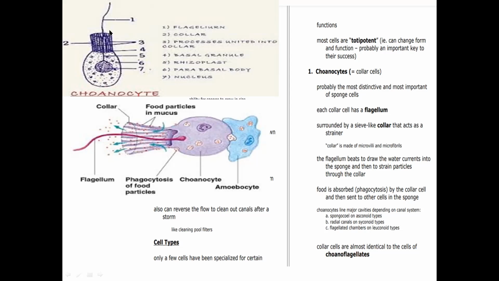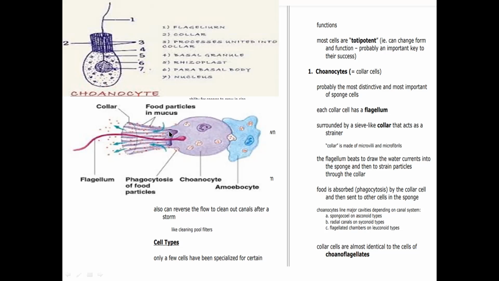Now this collar cell, if you see, has a collar of processes, and in the center of the collar is present a flagellum. This flagellum helps in forming the water current. So the water is pulled inside the spongocoel by the help of these flagella. If you see the colored diagram below, the round body is the choanocyte cell body. Then it has a collar of processes, and then a flagellum is coming.